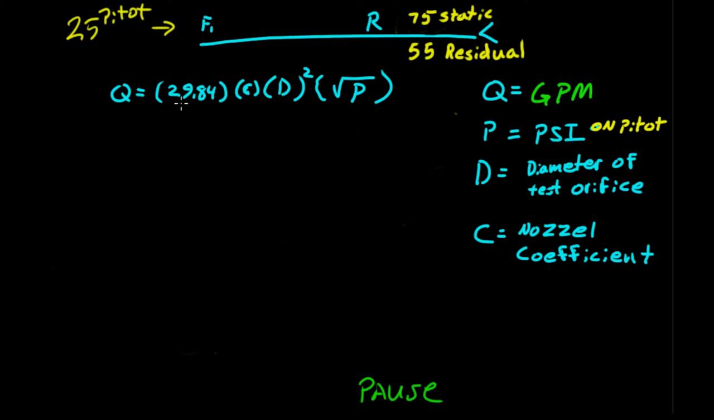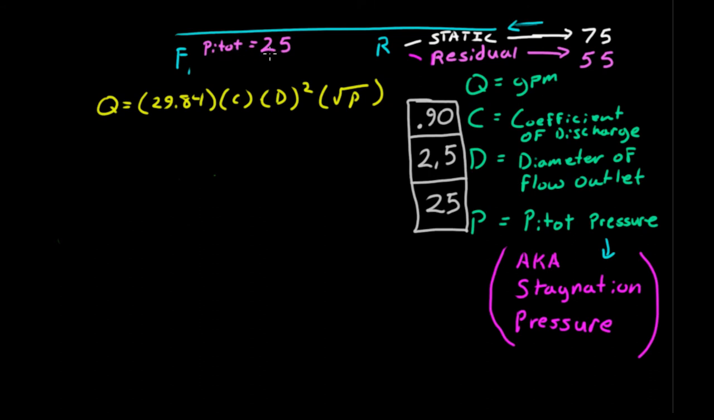To find that, you'll take 29.84, you'll multiply that by C, which is the nozzle coefficient, multiply that times D, which is the diameter of the test orifice, which will be 2.5, and then the square root of, you'll square that diameter, the nozzle coefficient, and you multiply that by the square root of the pressure on the pitot.